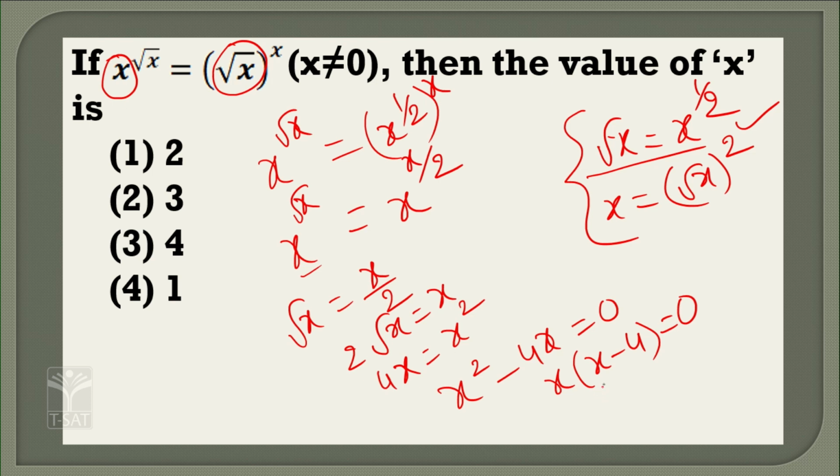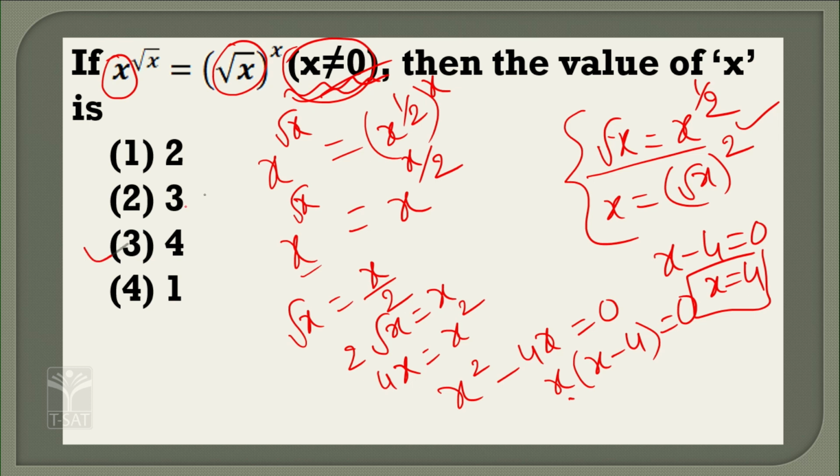So x is equal to 0 or x minus 4 is equal to 0. Here you observe the condition given. I think now you understood why they gave the condition. x can be 0, but here it is clearly stated that x is not equal to 0. So the option x equal to 0 is eliminated. So x minus 4 is 0, you get x is equal to 4. So you can see that the required answer is 4.